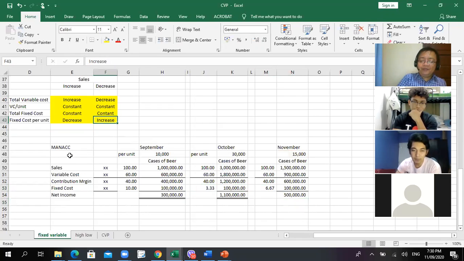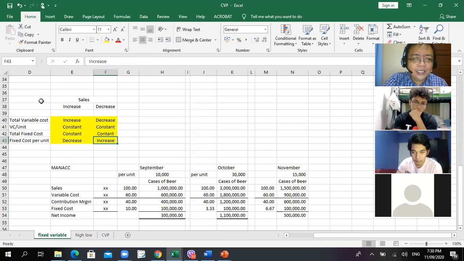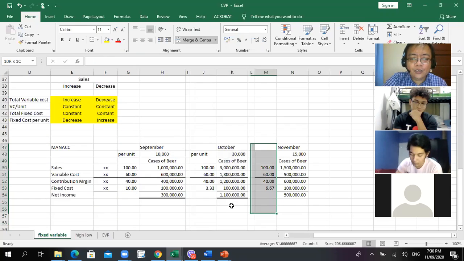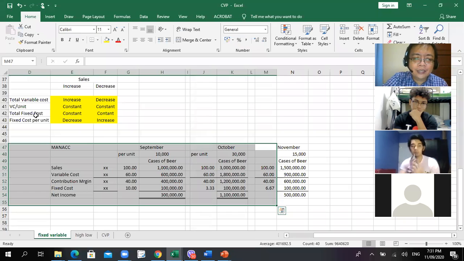Alright. Understood? So meaning, in terms of your analysis on this, don't memorize. As long as you know the concept of this, you can be able to apply this condition. Alright. So far, any question?